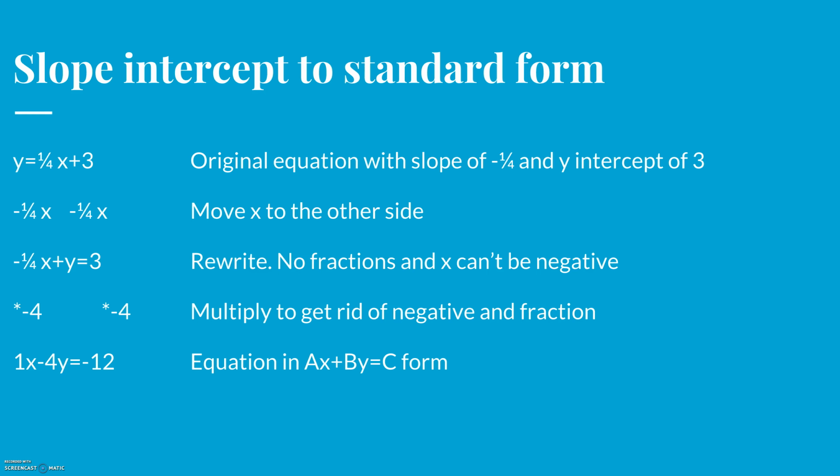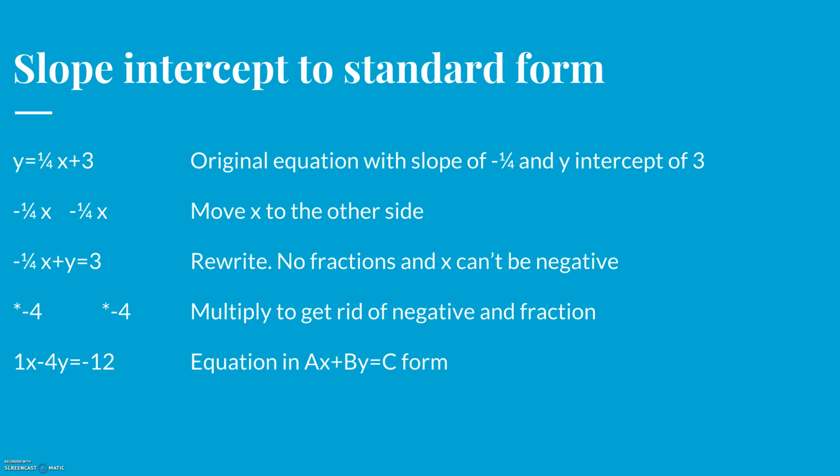If you will remember, standard form is ax plus by equals c. So we need to get the x's over to the other side with y to get ax plus by equals c. Since that's a positive 1/4 x, we're going to subtract it to move it to the other side. So we'll subtract 1/4 x, subtract 1/4 x, and that now gives us negative 1/4 x plus y equals 3.